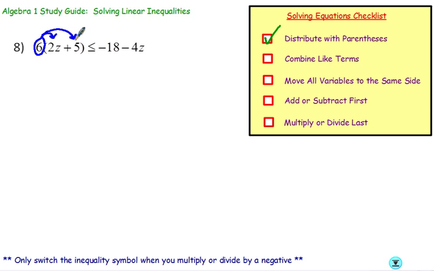I circled the 6. I drew my arrow to 2z. I drew my arrow to 5. And let's go ahead and multiply that. So 6 times 2z, which would be 12z.